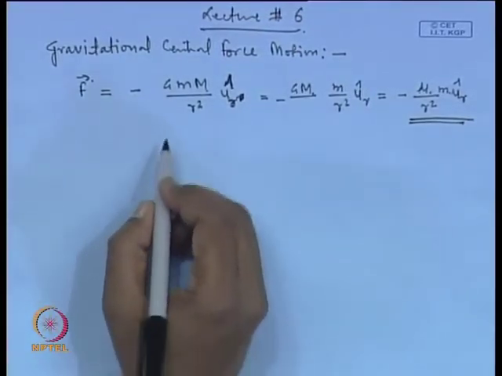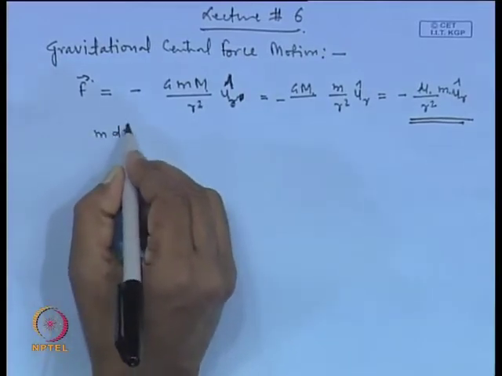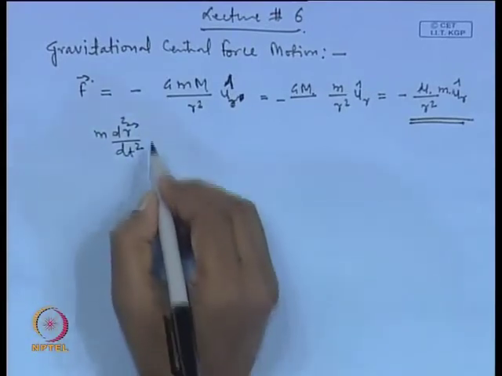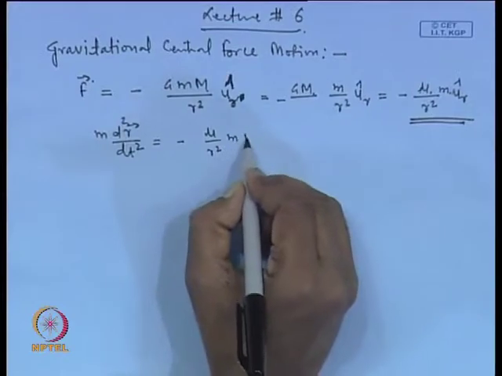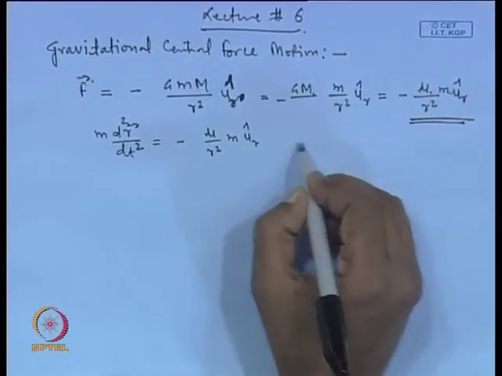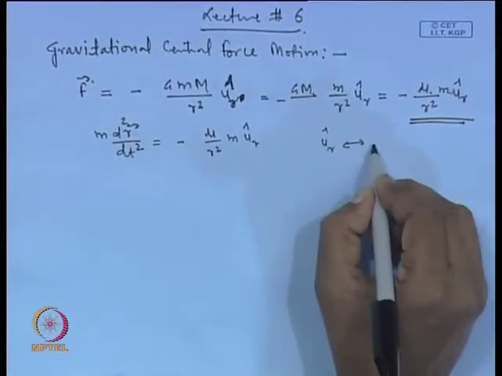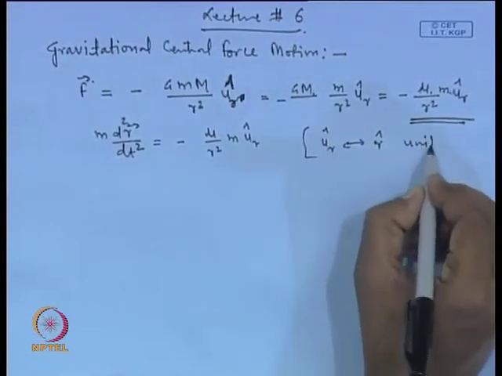This equation is the best way of writing the force of motion in this case. Therefore, the left hand side we can expand and write as m d square r by dt square, equal to minus mu by r square m times u r cap, where u r cap is sometimes also written as just r cap to indicate this is a unit vector.